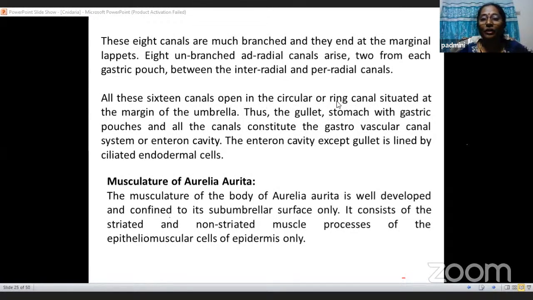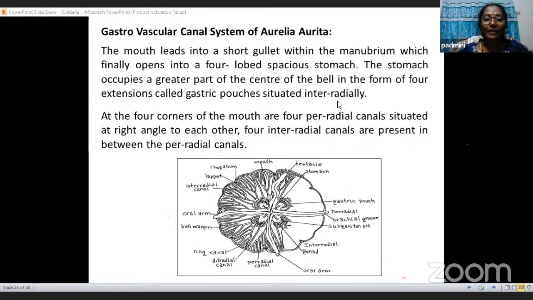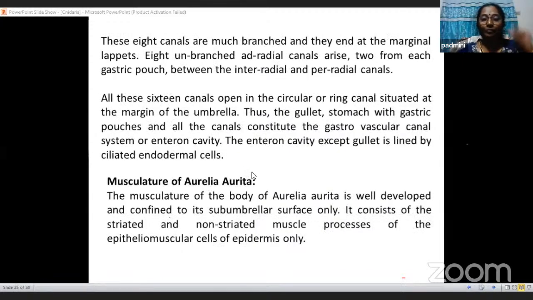They open into a circular or ring canal situated at the margin of the umbrella. So this is the ring canal. All the adradials and the perradials, can you see, they are opening into the ring canal. So they're all connected. The gullet, the stomach with gastric pouches and all the canals constitute the gastrovascular canal, and the enteron cavity except the gullet is lined with ciliated endodermal cells, so that it pulls the water current inside.